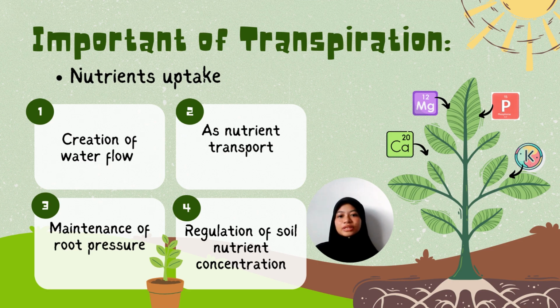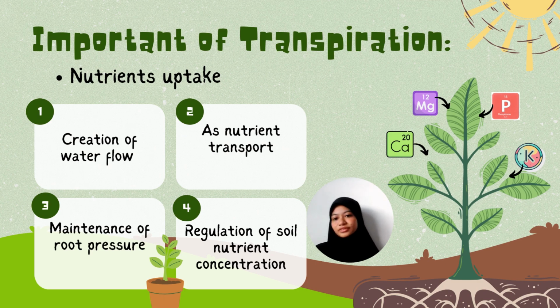The third importance of transpiration is to maintain root pressure. Transpiration helps maintain root pressure by pulling water into the roots from the soil, allowing the plant to absorb more water and nutrients from the surrounding soil. This pressure helps ensure that nutrients are actively transported into plants, even against gravity.